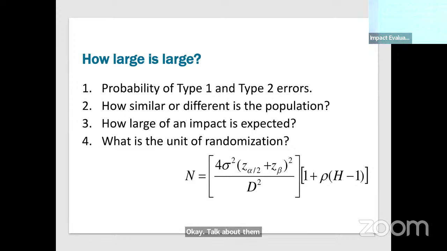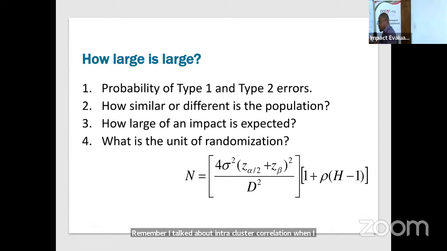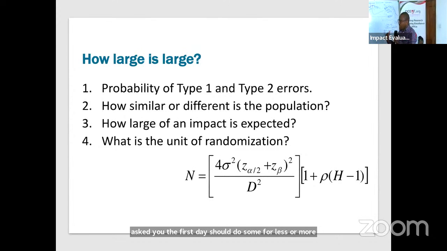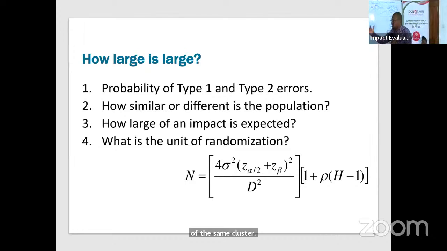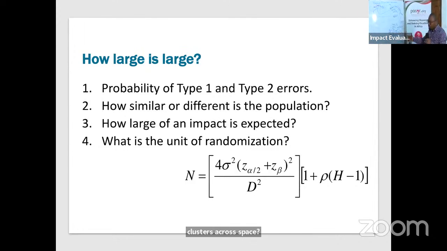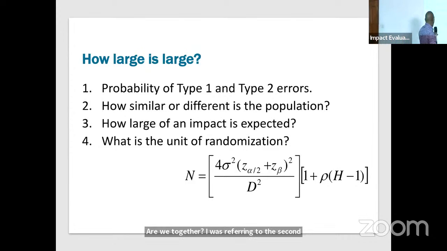How similar or different is the population? See this rho? It's called rho. Remember, I talked about intra-cluster correlation. When I asked you the first day, should you sample less or more of the same cluster, or should you sample less within a cluster, but more clusters across space? Are we together? I was referring to the second question. How similar or different is the population?